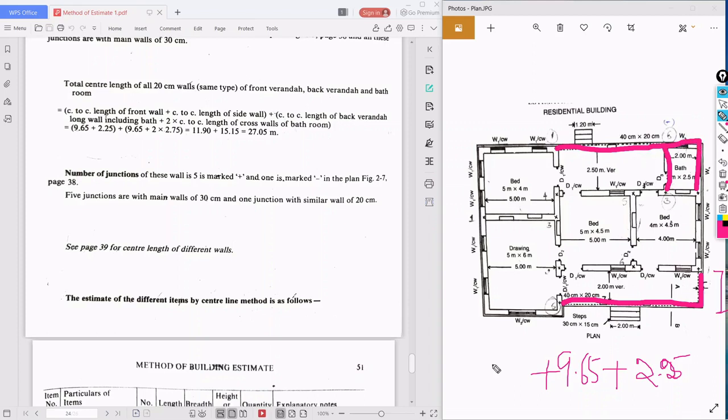Okay, that is the same as what? This length is the same as the front veranda, that is 9.65, plus this one length and this one length. What is that? So it is 2.5. Upper it is 0.2 by 2, down it is 0.3 by 2, that is nothing but 2.75. 2.75 plus, 2 walls are there, no?